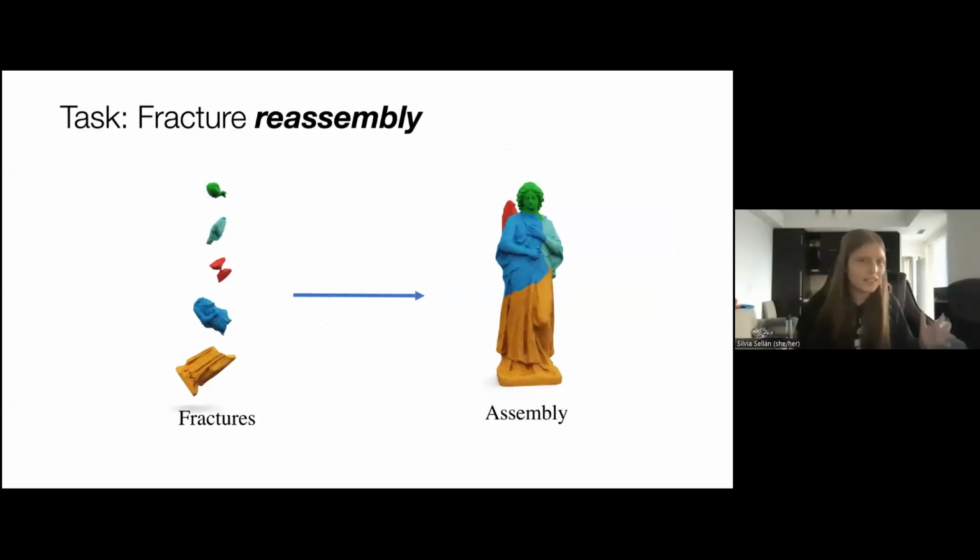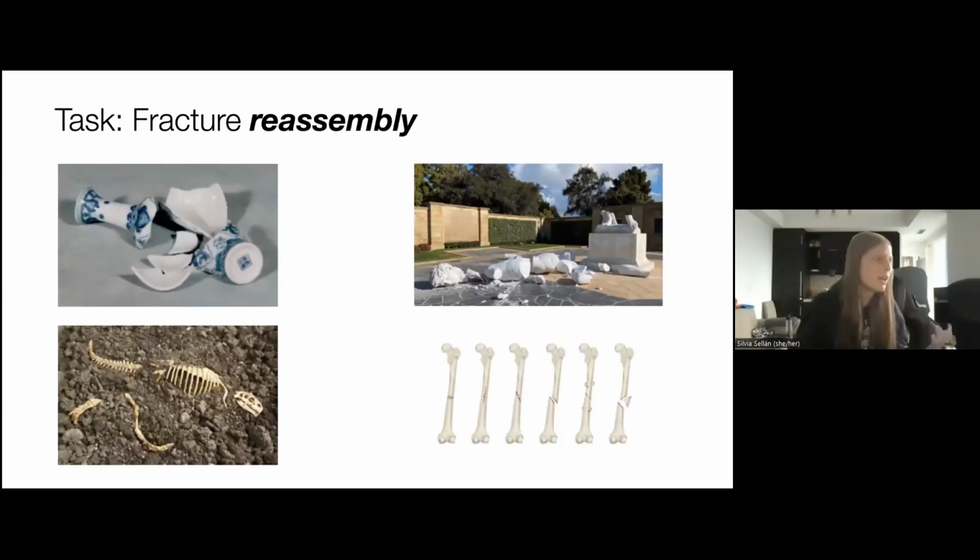So the task is now fracture reassembly. So something has broken and we need to design an algorithm that takes the pieces and tells you how to put them together so that you get the initial object. And this has many applications in artifact preservation, in heritage archiving, computer vision, robotics, which is the one that they were interested in. It's a practical thing, but it's extremely challenging.